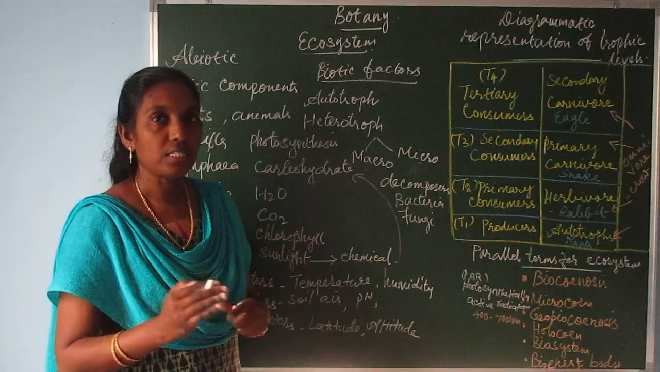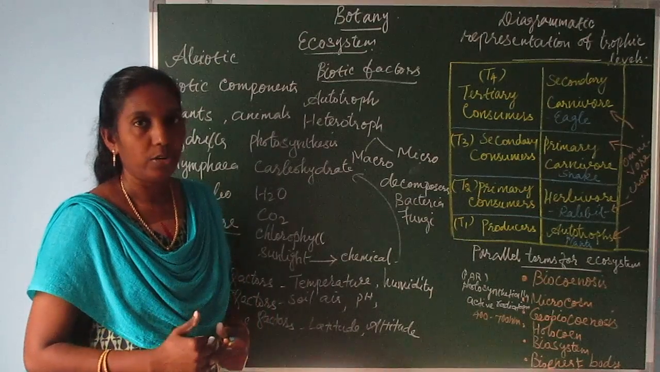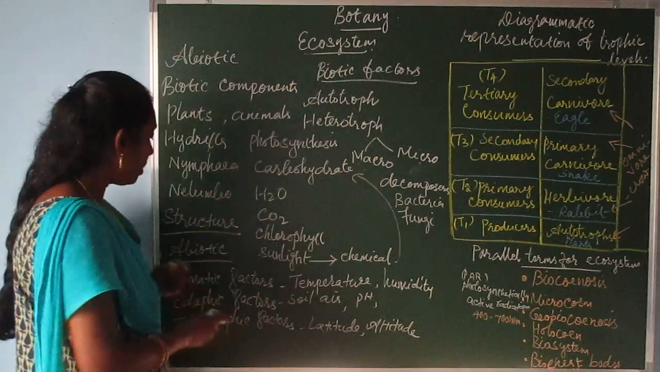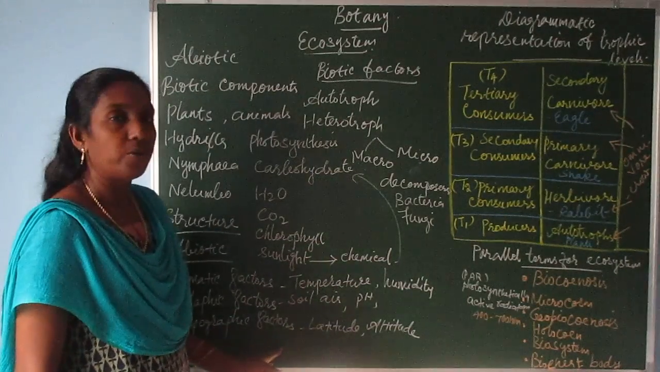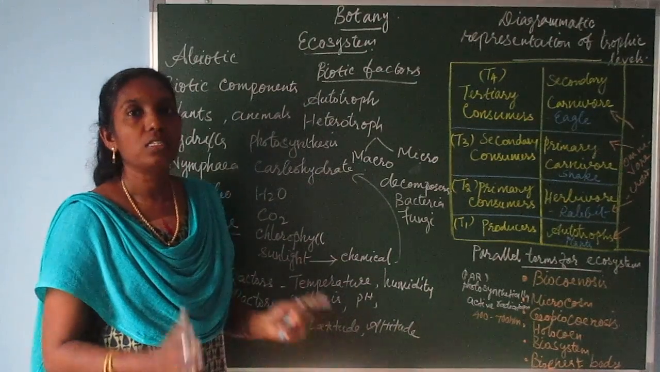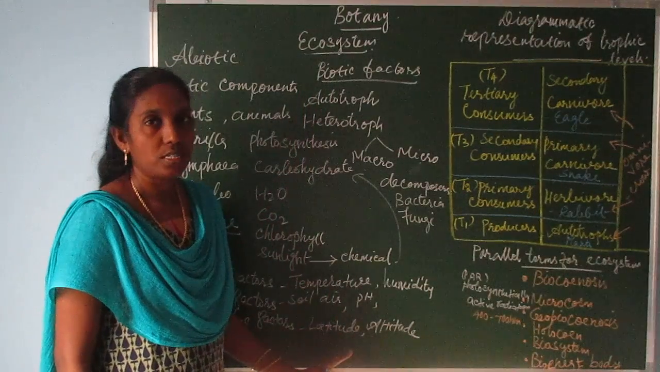So this all includes biotic factors. Biotic factors are mainly classified into autotrophs as well as heterotrophs. Abiotic components are climatic factors, edaphic factors as well as topographic factors. So this is the first question, that is structure of ecosystem.